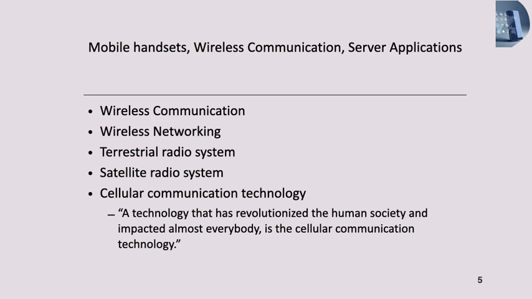Then comes cellular communication technology. A technology that has revolutionized human society and impacted almost everybody is cellular communication technology. Cellular communication is a form of communication technology that enables the use of mobile phones. Each cell is allocated a given number of frequencies or channels that allow a large number of subscribers to conduct conversations simultaneously. So that is the advantage of cellular communication technology.